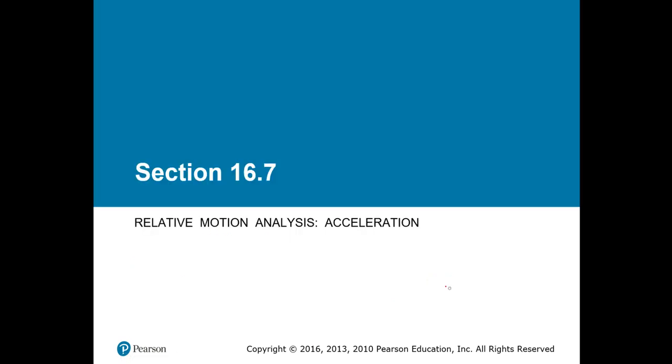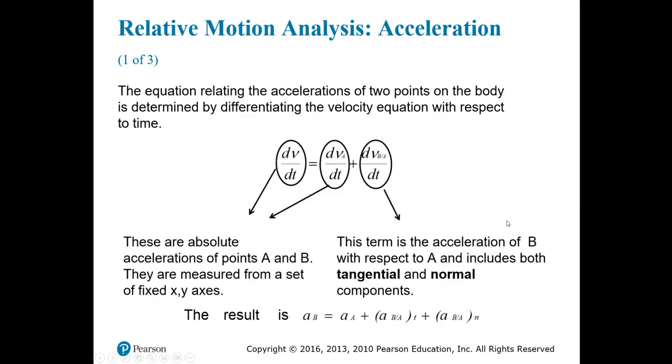And now we will talk about acceleration, relative motion analysis from the acceleration standpoint. So very similar to what we've been doing, acceleration can be obtained by deriving the velocity equation with respect to time. This equation relating the accelerations of two points on a body is determined by differentiating the velocity equation with respect to time, as I just said. So you will have three elements, this one, then that one, and this one. These two correspond to the absolute accelerations of points A and B as measured from a set of fixed axes x and y.